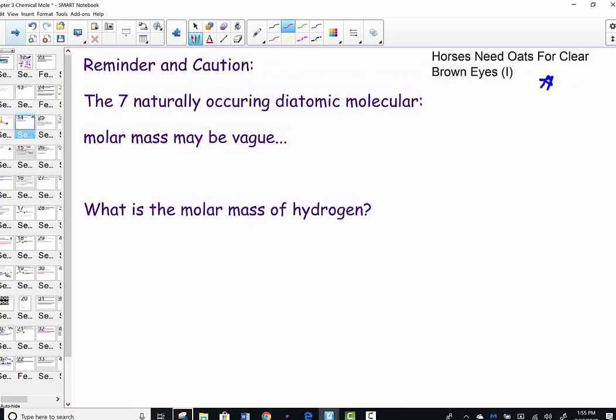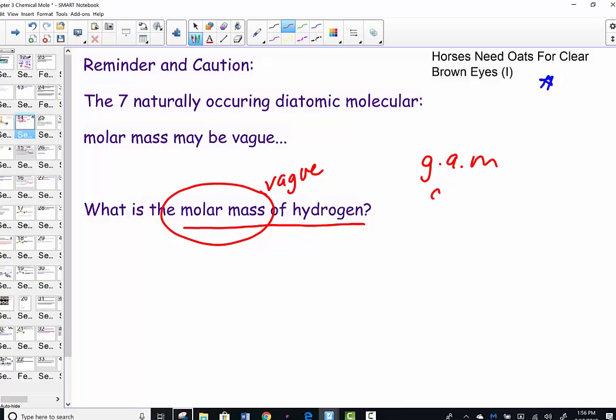And I just reminded myself to remind you to be careful about the 7 naturally occurring diatomic elements. It may be vague. If you hear what's the molar mass of hydrogen or chlorine, bromine, iodine, any of those 7 elements, this is a vague term. I would need to know specifically, do you mean an atom or do you need a molecule? So with those 7 elements, we just want to be very precise in the language. Otherwise, the general term molar mass works fine.